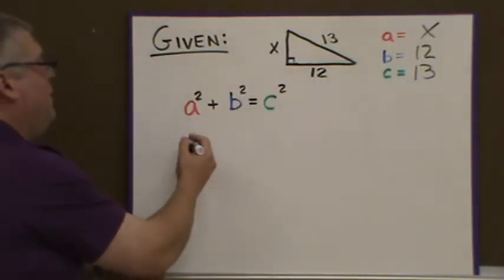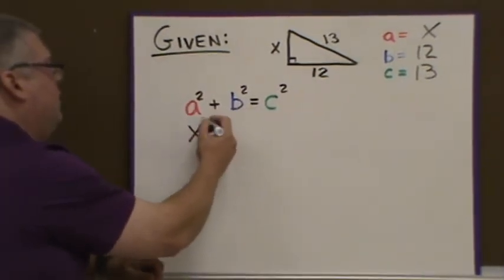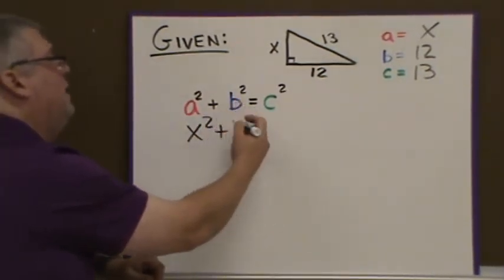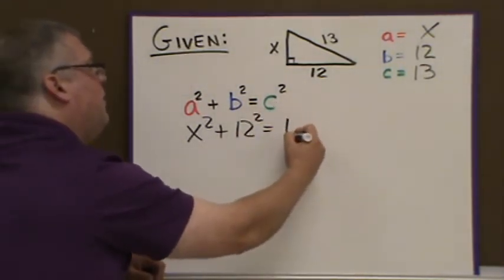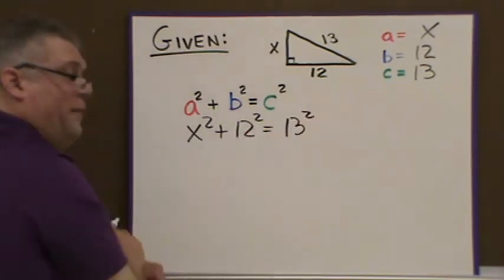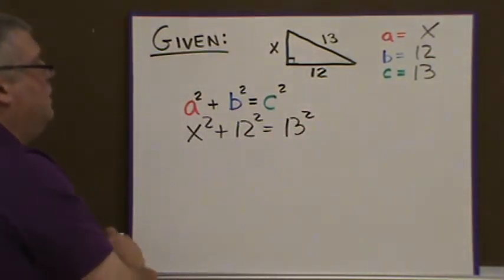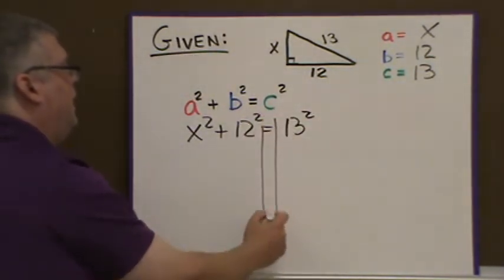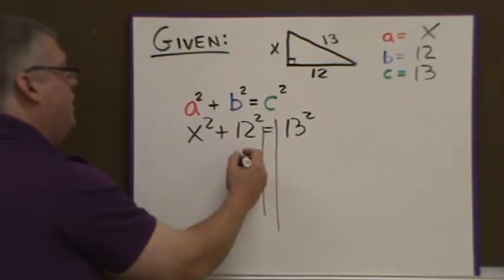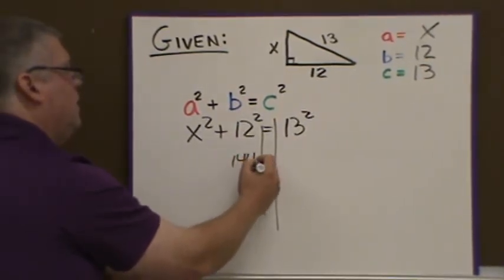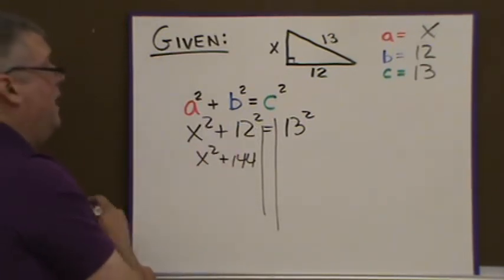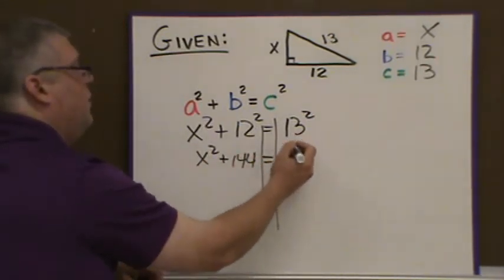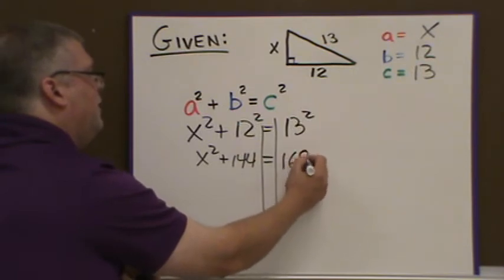Plug in the Pythagorean theorem. A becomes x squared. B is 12 squared. C is 13, so you have 13 squared. Then we simplify. 12 squared is 144. X squared stays the same. We don't know what x is. 13 squared is 169.